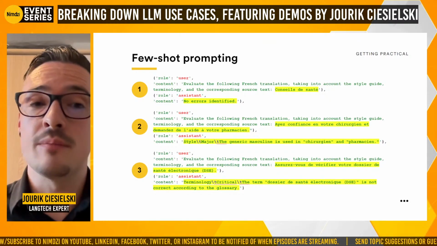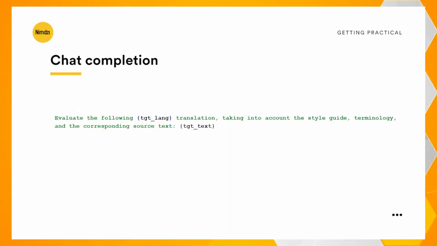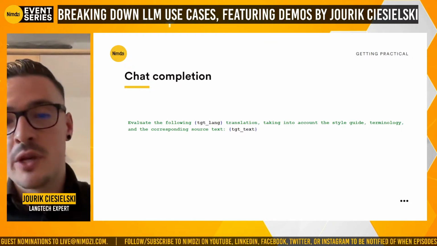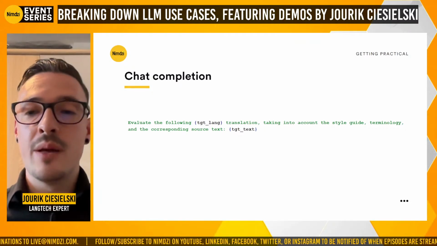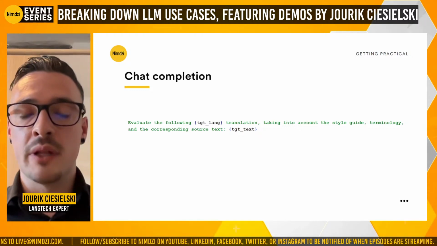Very, very important. And then we have the last step of the prompt, which is the chat completion. This is where you pop the ultimate question to the model: evaluate the following target language translation, taking into account the style guide, the terminology, and the corresponding source text, and then you give it the target text. The answer that you then receive from the model is your final output. That is what you will write into your application, into the system where you have it integrated. It doesn't matter where, but that's the final output of the model.